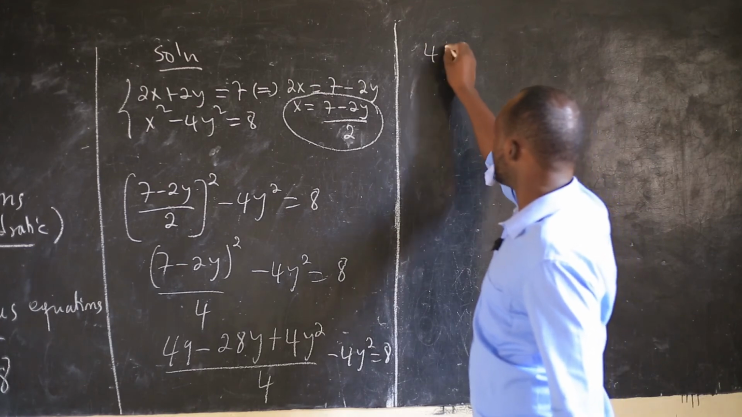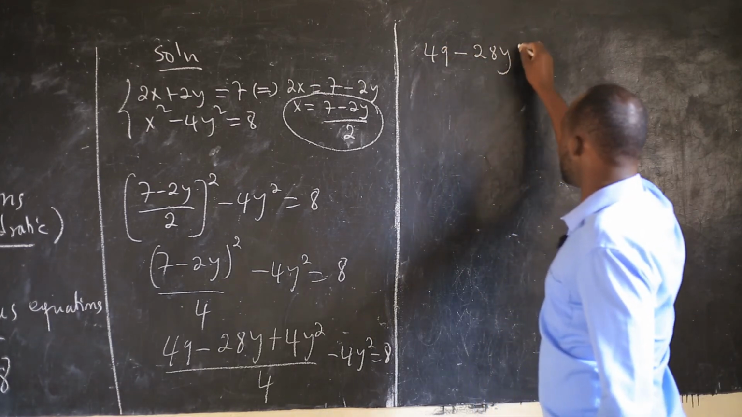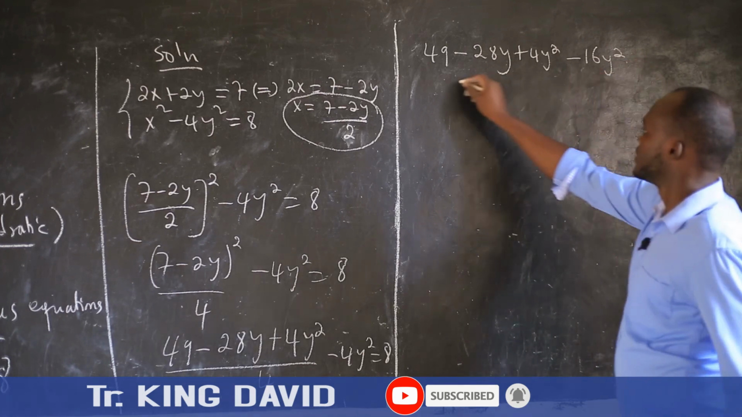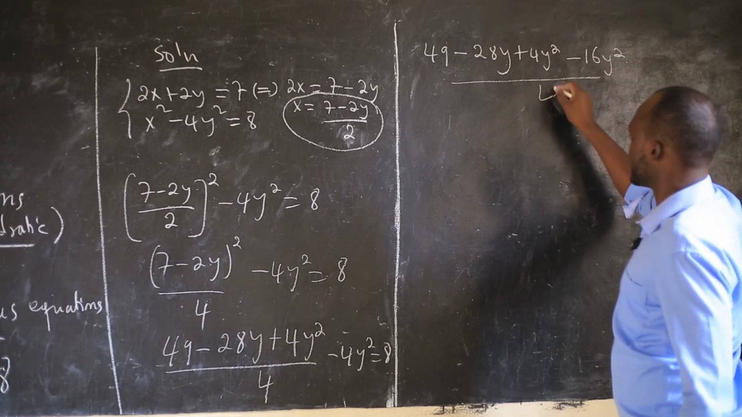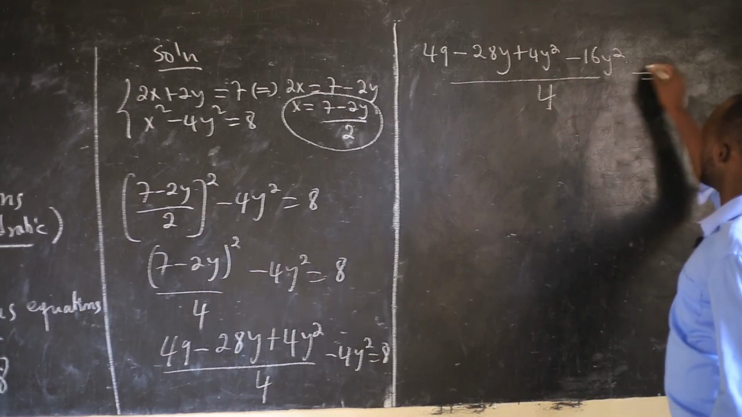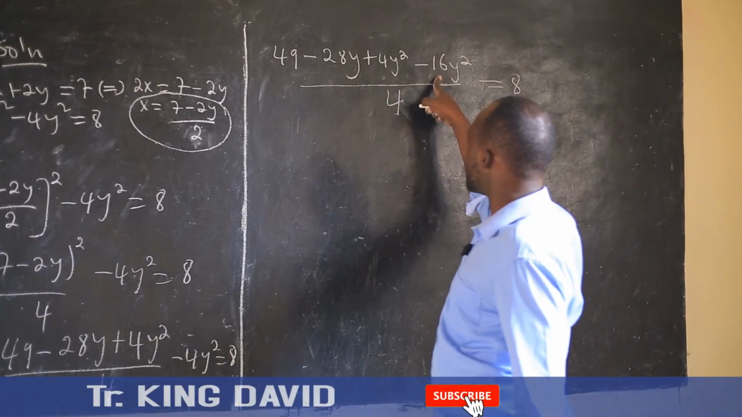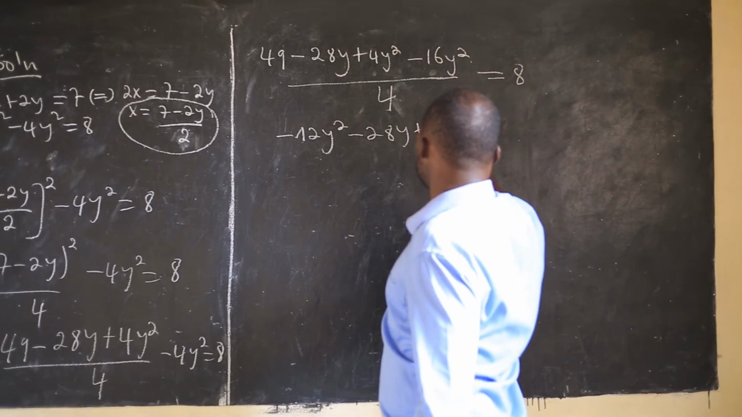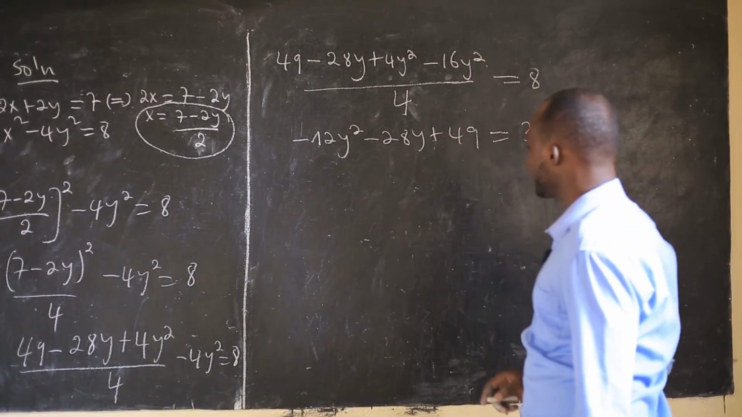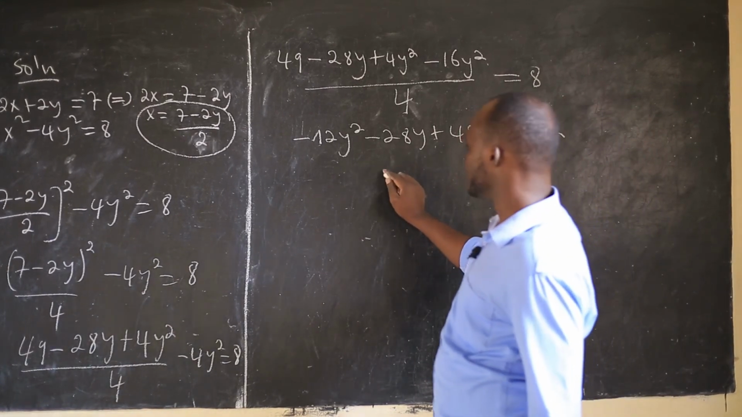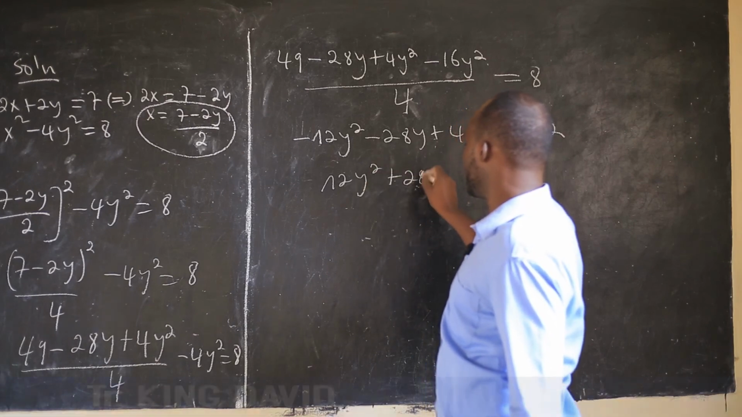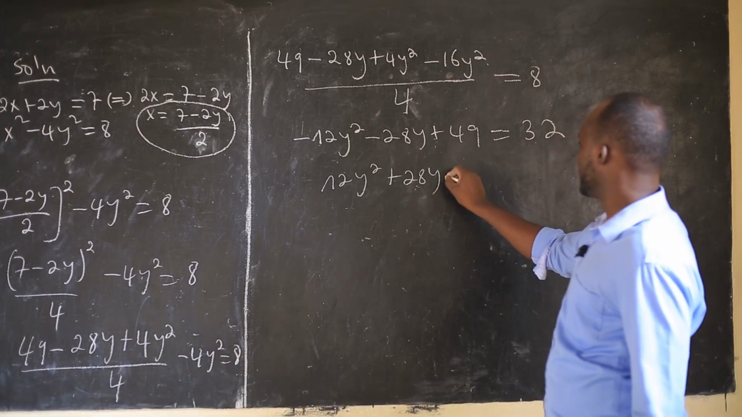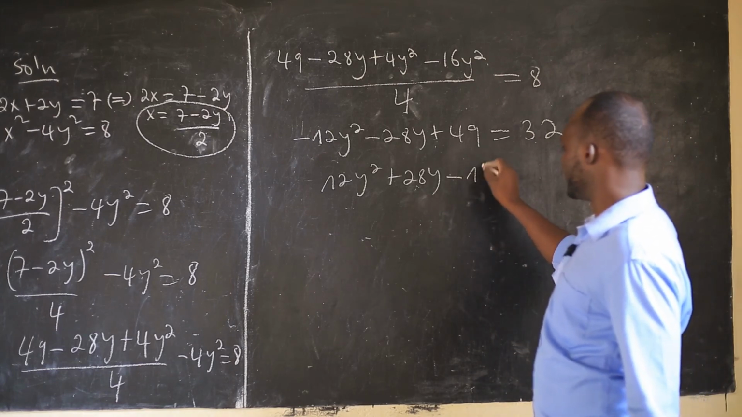So now that is 49 minus 28y plus 4y squared minus 16y squared over 4, because our LCM is 4, equal to 8. We cross multiply, and we get 4y squared minus 16y squared, that is negative 12y squared, minus 28y plus 49 equal to 32. 4 times 8 is 32. So we can divide by negative on both sides. This will be 12y squared plus 28y, then minus 49 plus that 32, that is negative 17, equal to 0.